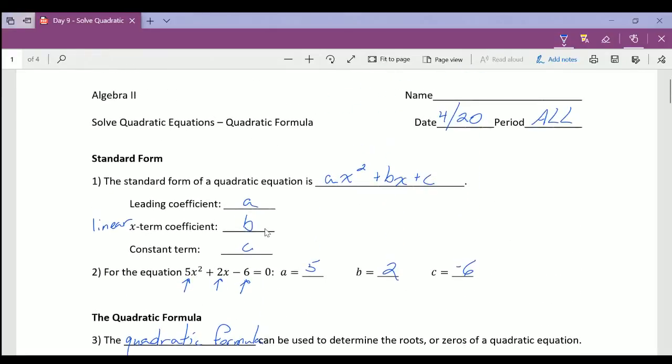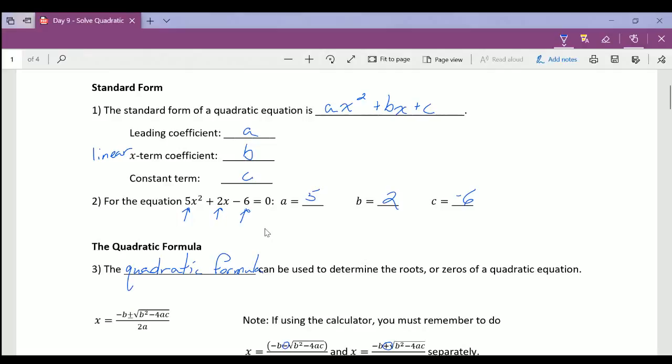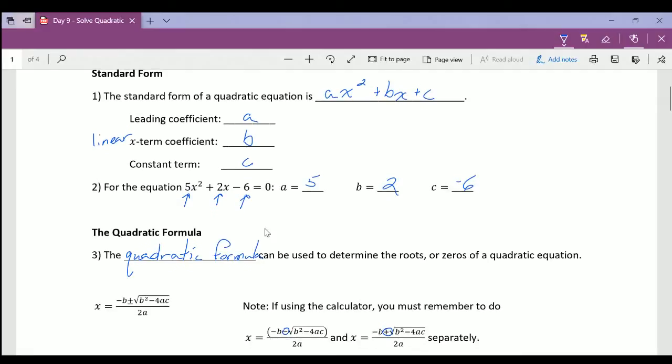All right, the standard form, ax squared plus bx plus c. A, b, and c are your main terms. And for this quadratic equation here, a is 5, b is 2, and c is negative 6.